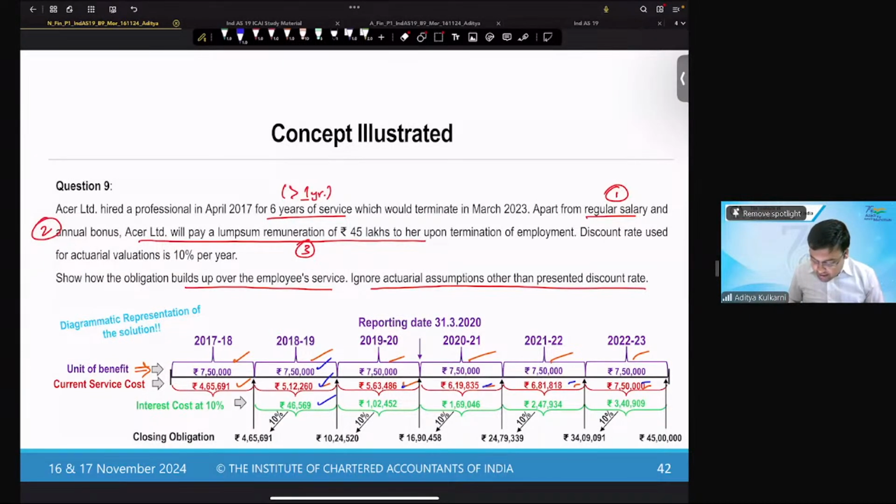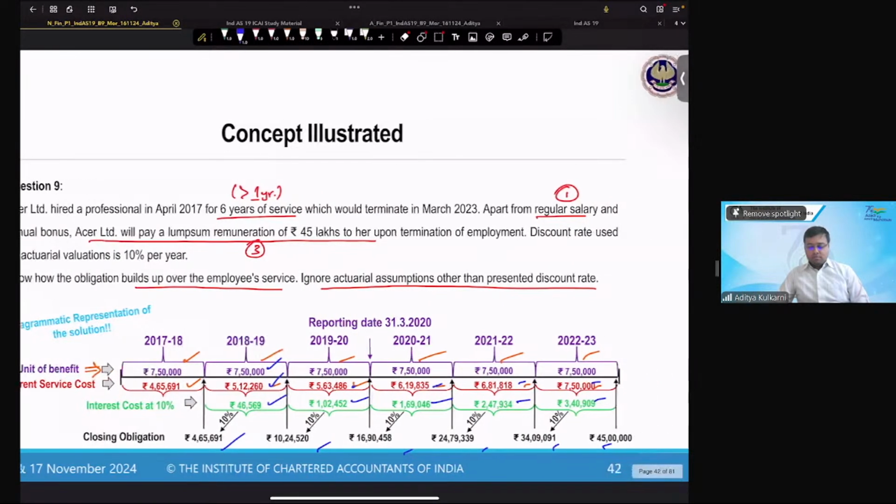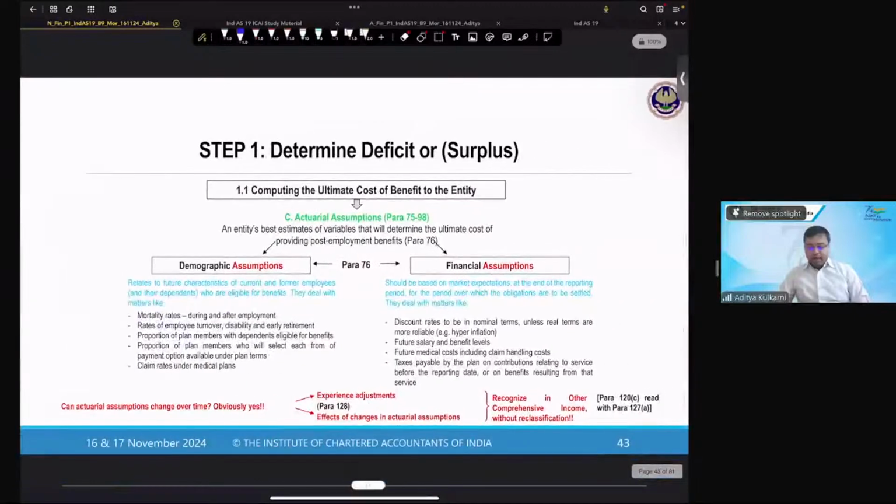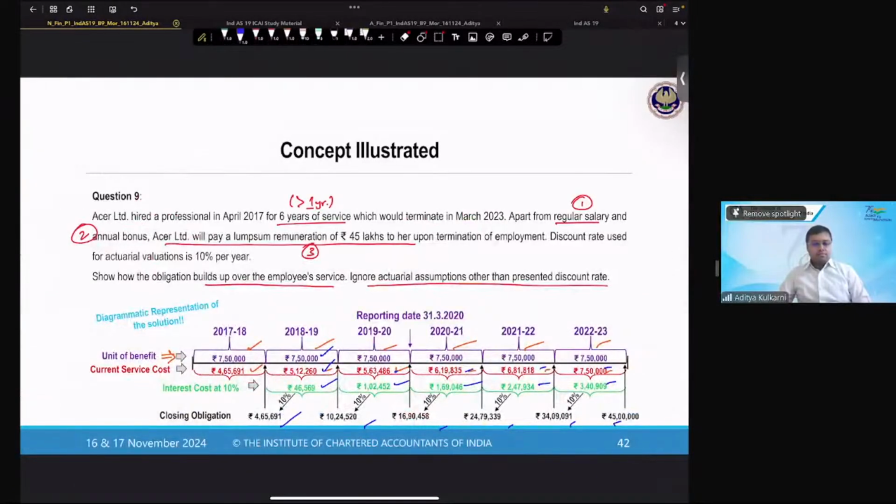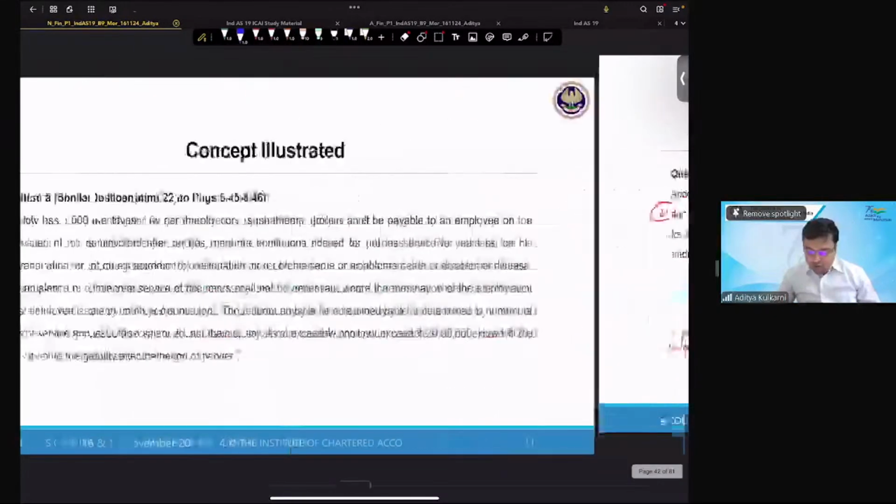Then year on year, I am having an interest cost that is coming. So when I take these totals, I will have the closing obligations at the end of each year, with a buildup of 45 lakhs towards the end. Any doubt so far? Anybody has any doubt so far? Jeannie, did you follow? Monica, did you understand? I think so. Pooja also would have followed. Okay. All right.